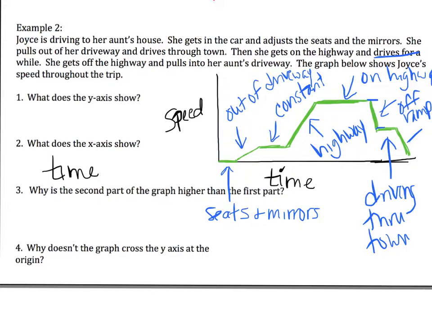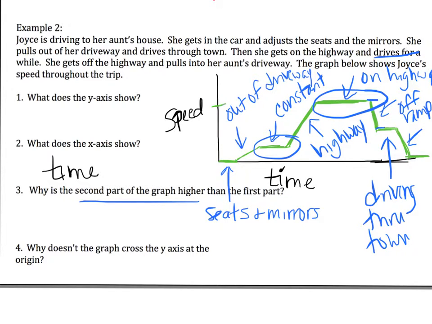And then this is her slowing down into her aunt's driveway. And then finally she'll be stopped in the aunt's driveway. So the question asked is, why is the second part of the graph higher than the first part? And I'm assuming it means these parts right here. And again, this part is higher because she's going at a higher speed. Remember, this is speed right here.